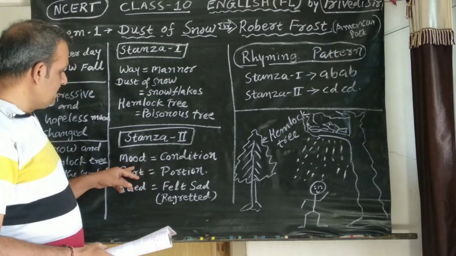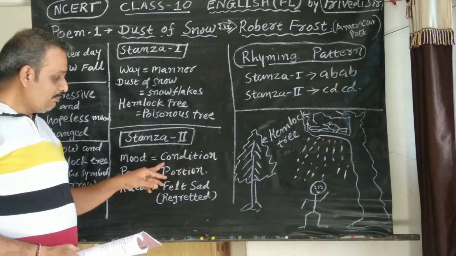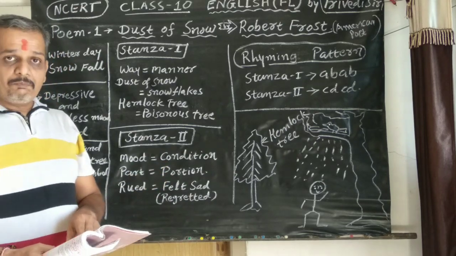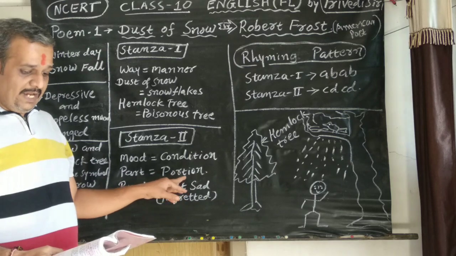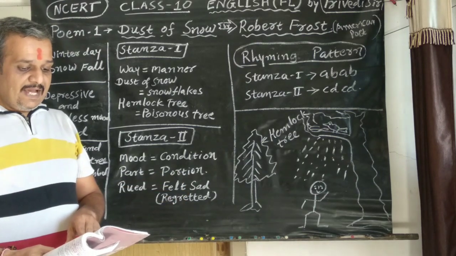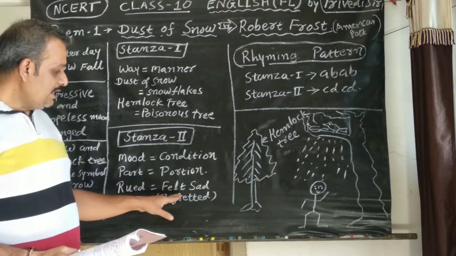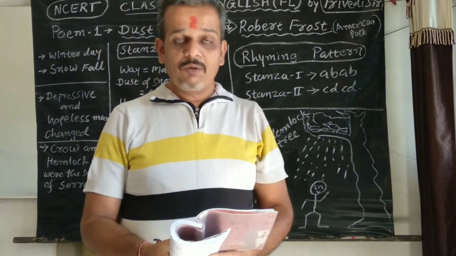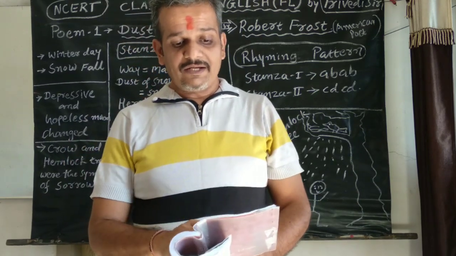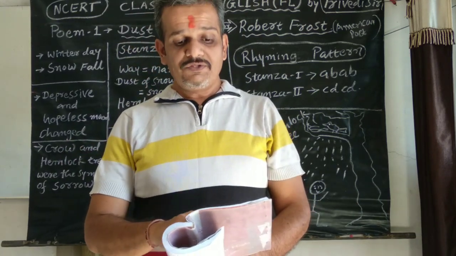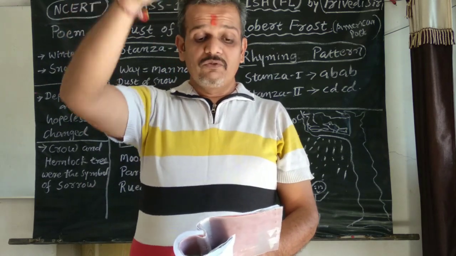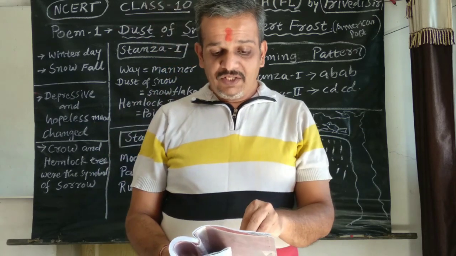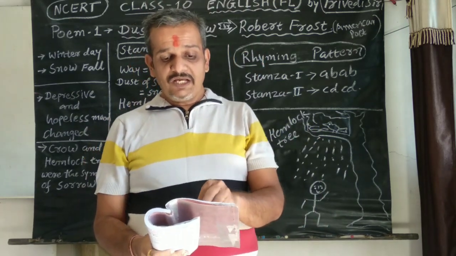Mood here means a condition, a type of situation. Part means portion. And the last words, up to the day I had rued. Rued means felt sad and regretted. So the poet Robert Frost is suggesting here that his mood was totally changed after the snowflakes fell on him. He has given my heart a change of mood and saved some part.